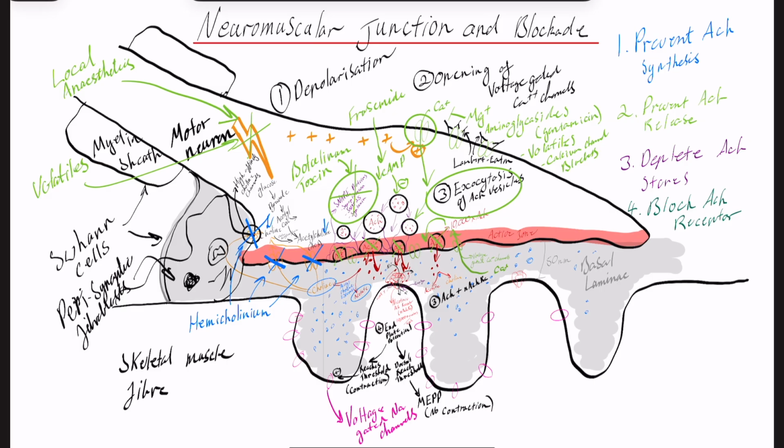And this is why their weakness tends to improve with movement. The third mechanism is depletion of acetylcholine stores. Now, some drugs don't prevent release directly. They cause excessive release, leading to depletion.